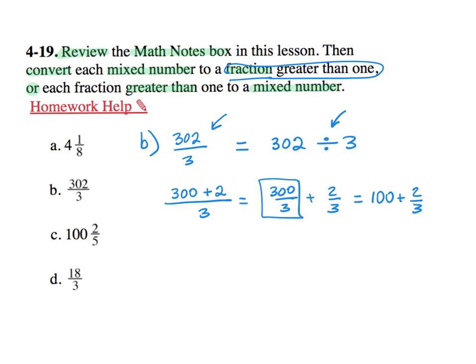And now as a mixed number it becomes 100 and 2 thirds. So the plus now is not required. So you write it as a mixed number. So letter D is similar to letter B, so try the other ones on your own.